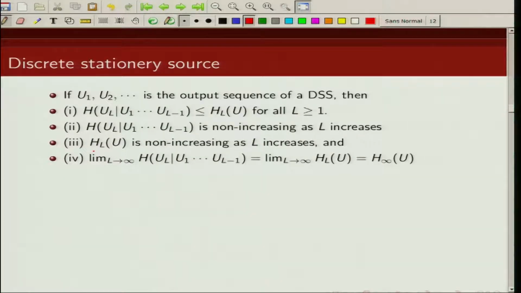Next we are going to show that this uncertainty per letter is also a non-increasing function of L. And finally we are going to show that these two different ways of representing this uncertainty per letter, when L goes to infinity, both are the same, and this we call the entropy rate of a discrete stationary source. So let us prove these properties one by one. We will first start with the second property.